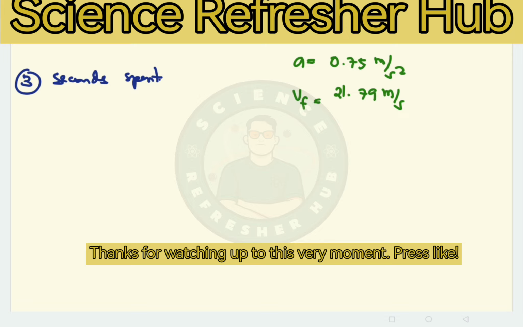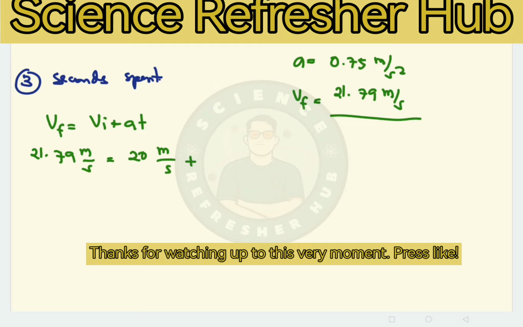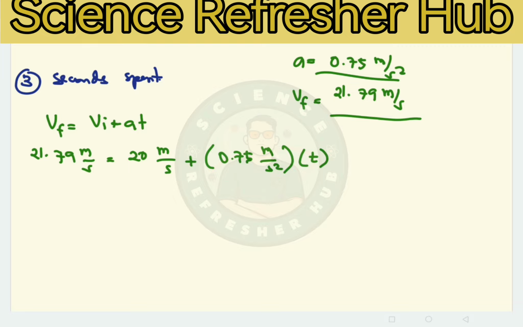So the easiest formula in kinematics, we can have VF is equal to VI plus AT. And we have the time variable here in order for us to get the time. So let's substitute VF. We calculated it seconds ago. We have 21.79 meters per second equals the initial velocity of 20 meters per second plus our acceleration 0.75 meters per second squared, then the unknown time. Okay, so we will subtract 20 on both sides.